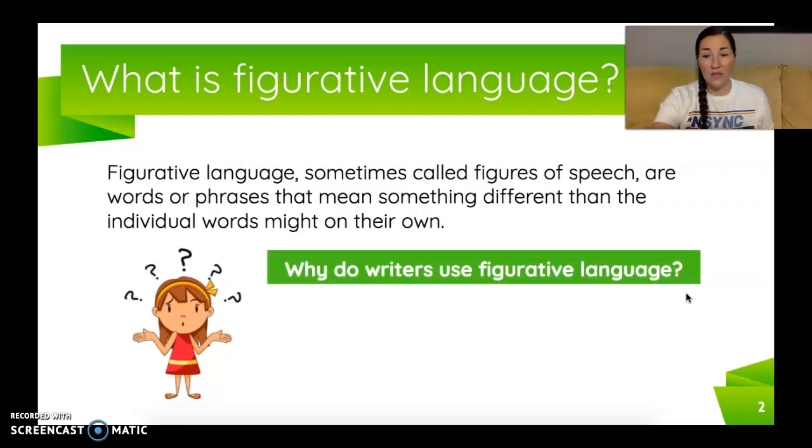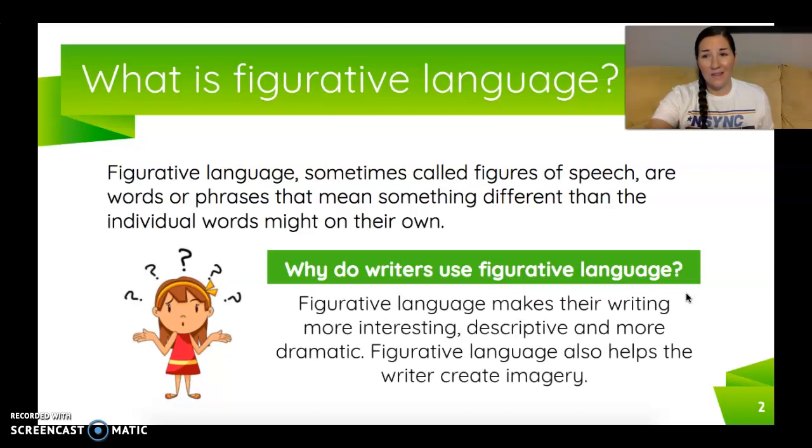So why do writers use figurative language? Not to make it more confusing, but usually they use it just to make their writing more interesting and descriptive or dramatic. Figurative language also helps the writer create imagery, so it helps us make a picture in our mind as we're reading the story or visualizing what they're talking about. Instead of just using plain words, they help us imagine it in our minds, which makes it a little bit more interesting for the reader.